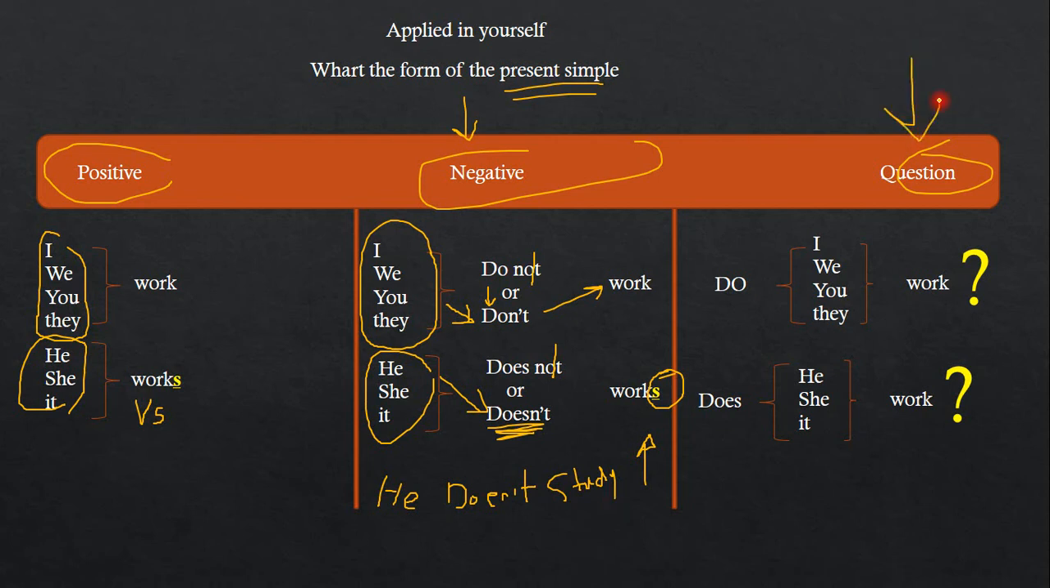And in a question, when we use a question in present simple, we use do with I, we, you, they, and the verb without any addition. And at the end of this statement, we must use a question mark. Do I work? Do we work? Do you work? Do they work?